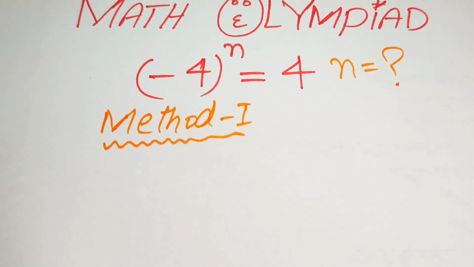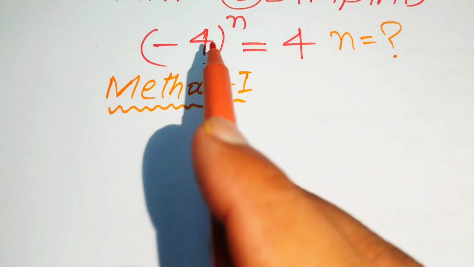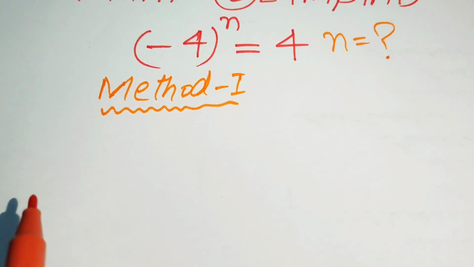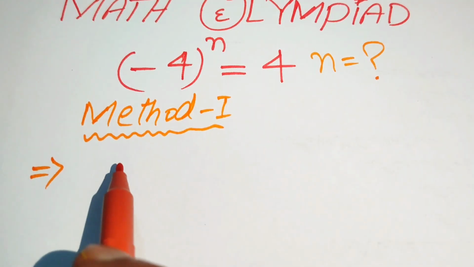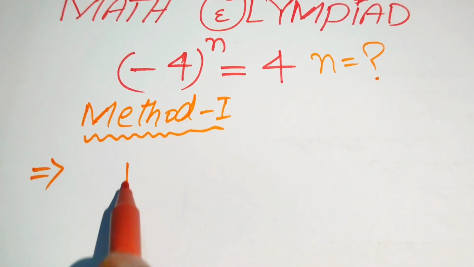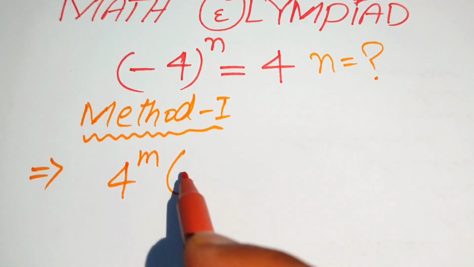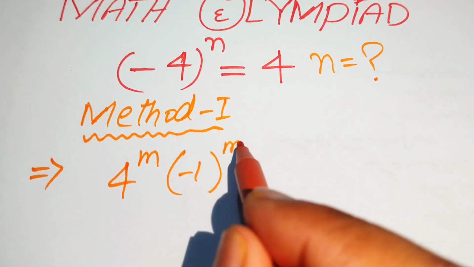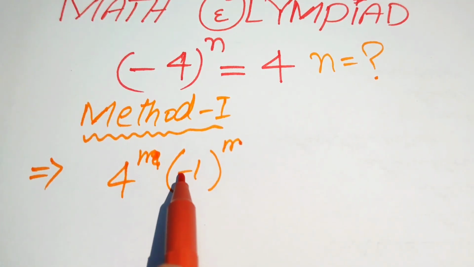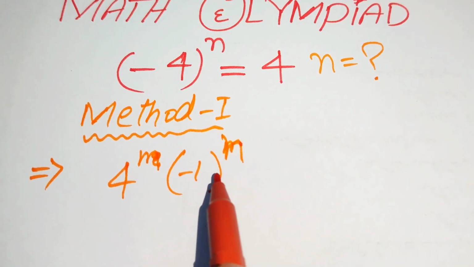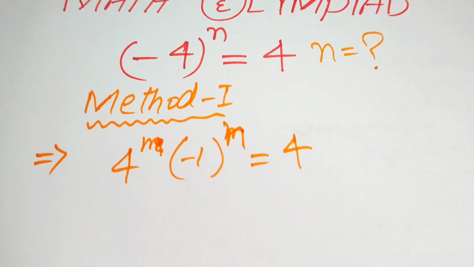In the first method, you see here we have (-4)^n, and we focus on the left hand side. We rewrite the left hand side as 4 to the power of n times minus 1 to the power of n. So we write 4^n times (-1)^n, and this whole equals 4.